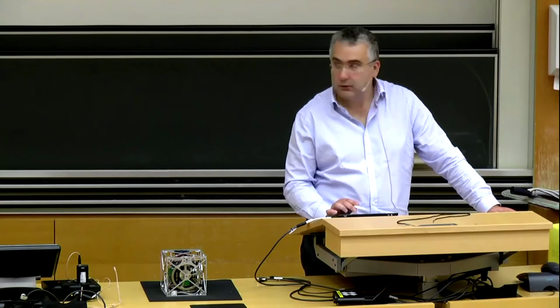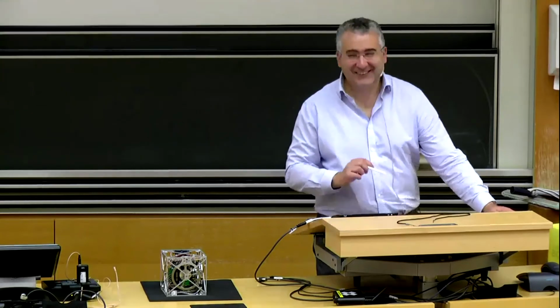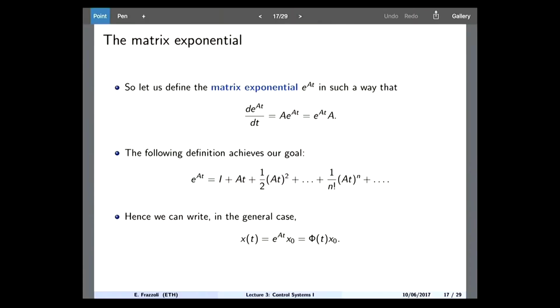Very good point. So again, what I would really like to have is that if I take the derivative of this exponential, what I get is A times that exponential. So this is a matrix. This will also be a matrix. I would really like it to be true also if I invert the order of those two matrices.